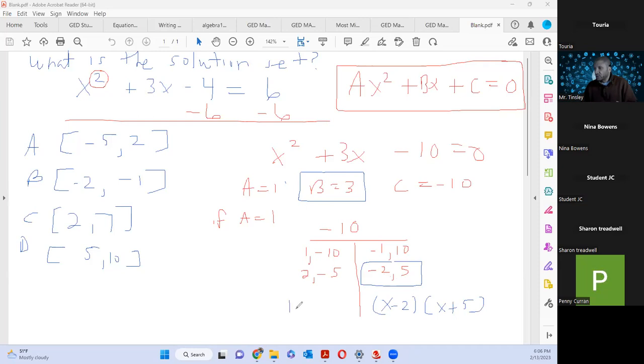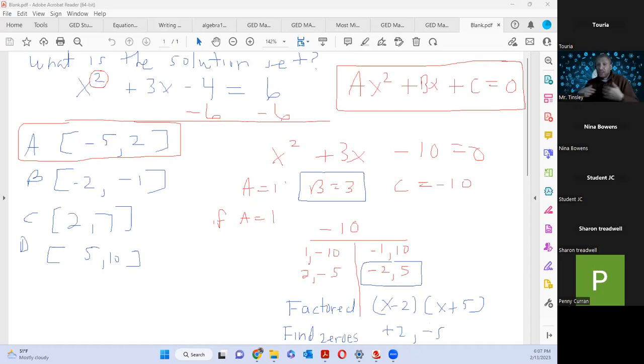This is factored, but they're asking us to find a solution set. That means what values would solve this quadratic equation. In order to find the solutions, you need to find the zeros. What values of x would make it zero? That's fairly easy if you have whole numbers. The opposite of minus 2 is 2, and the opposite of plus 5 is minus 5. So now you just found your answers. That easy. Yes, A.